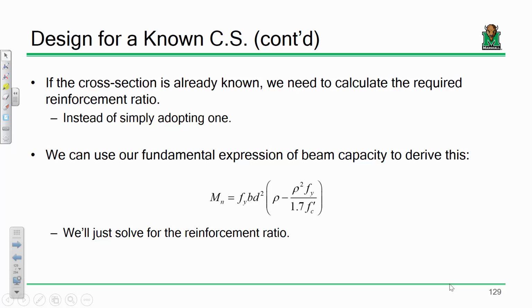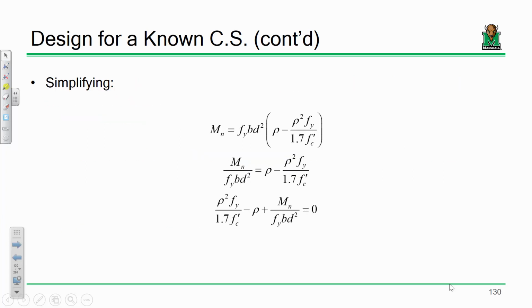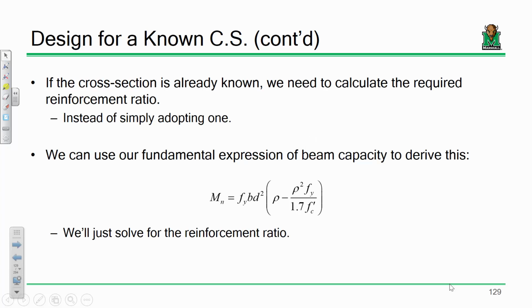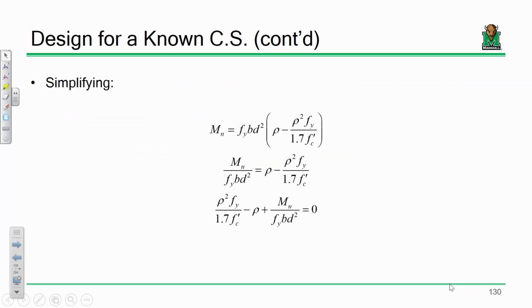So the next slide is just a little bit of algebra, okay? So here's what I've got going on. I started out with this equation, right there, and then I'm solving for rho, okay? So rho is what I want. Rho equals something. So let's divide both sides by this pile of junk here, this fy b d squared, and so I get this. So Mn over fy b d squared equals this. And then let's collect everything over to one side of the equation. So what I'll do is I'll add this over here, and I'll subtract that over here.